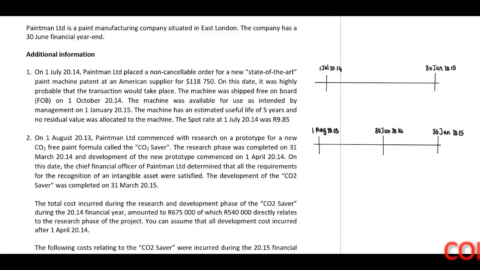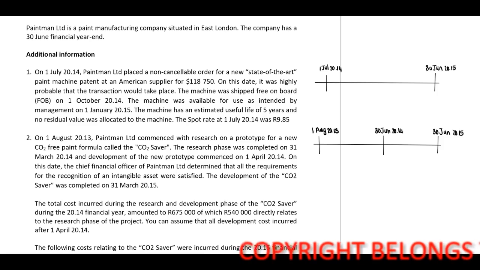Welcome to our lecture example. PaintMan Limited is a paint manufacturing company situated in East London. The company has a 30 June financial year end.